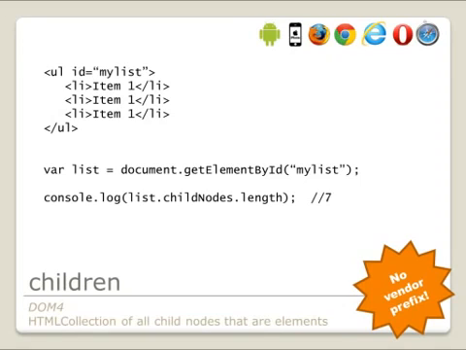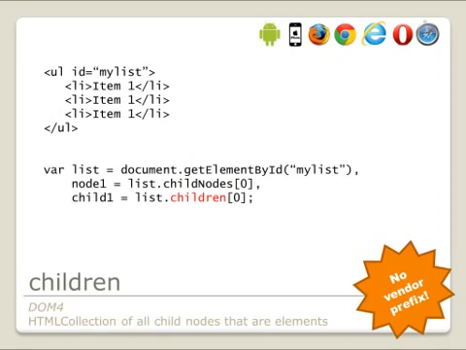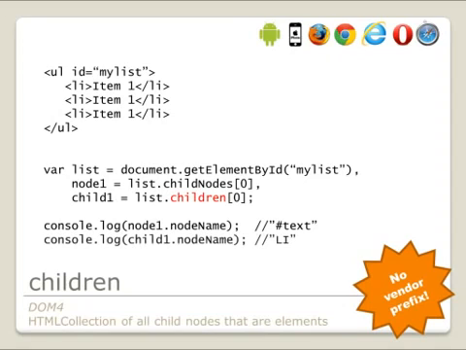And notice that childNodes.length is 7 because it's including the elements as well as the text nodes. children.length, on the other hand, just returns 3 because there are 3 child elements to that element. You can also access the elements by numeric index, just like you can with childNodes. And notice that node1.nodeName is #text, because it's a text node and that came from the childNodes collection. But child1.nodeName is LI, because it's actually getting the first element that's a child of the UL.